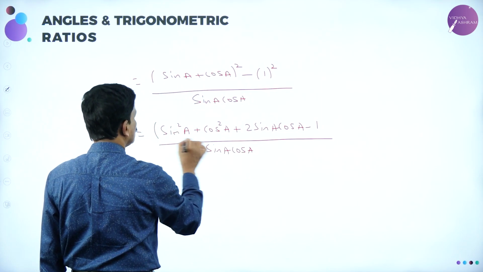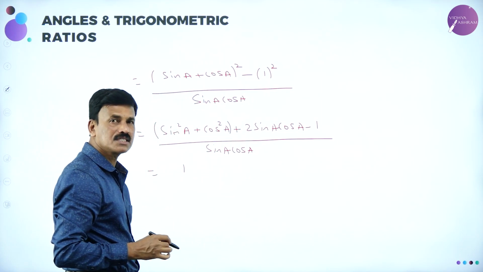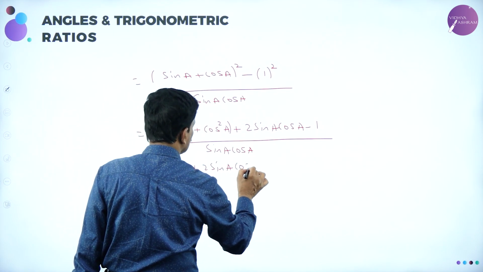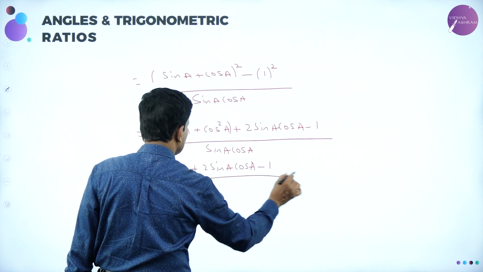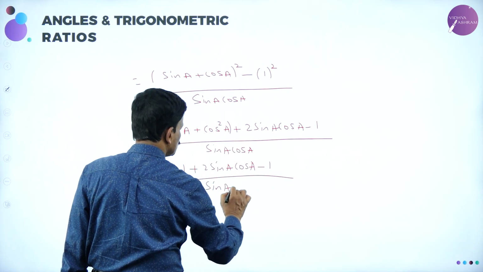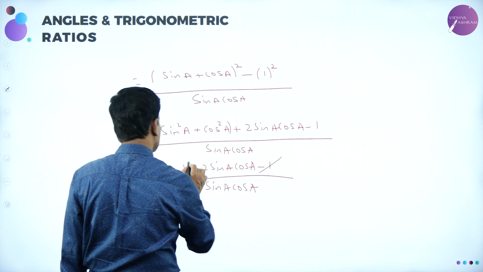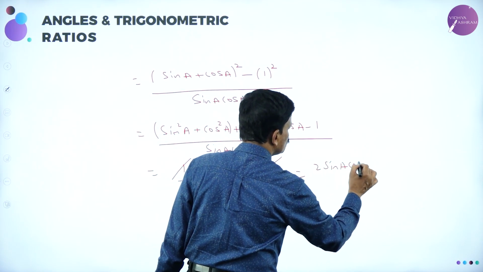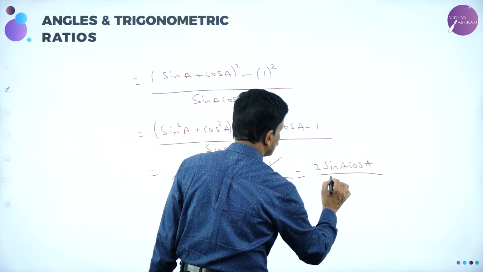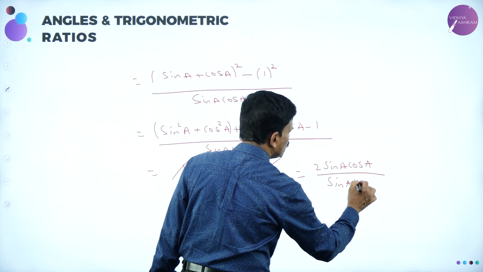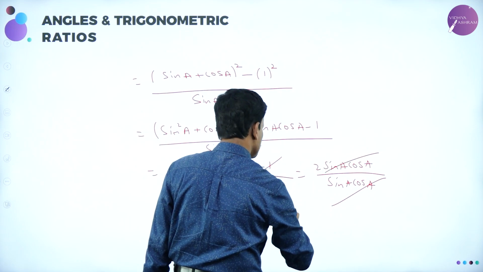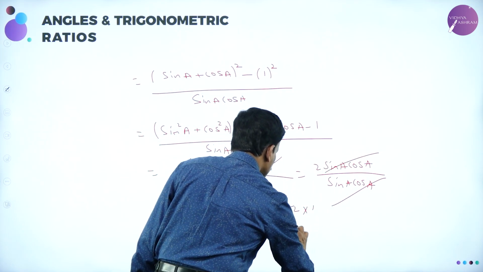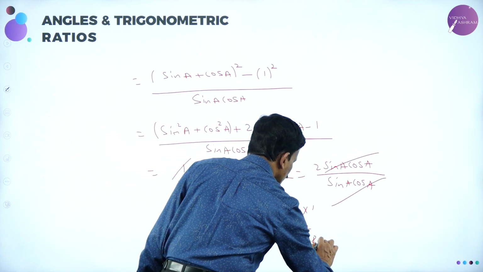Now what is sin square plus cos square? Sin square plus cos square is 1, plus 2 sin A cos A, minus 1, divided by sin A into cos A. Now cancel: minus 1 and plus 1 get cancelled. What is left in the numerator is 2 sin A cos A, divided by sin A cos A in the denominator. Sin A cos A gets cancelled, so it is 2 into 1, that's equal to 2, which is the required RHS.